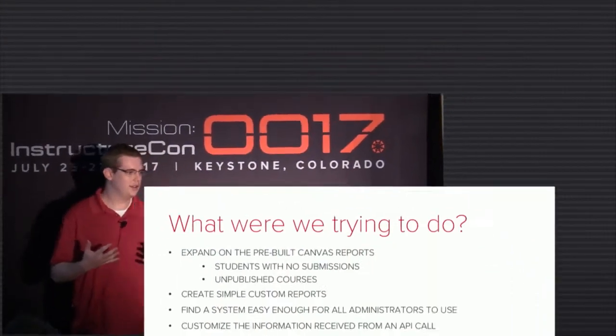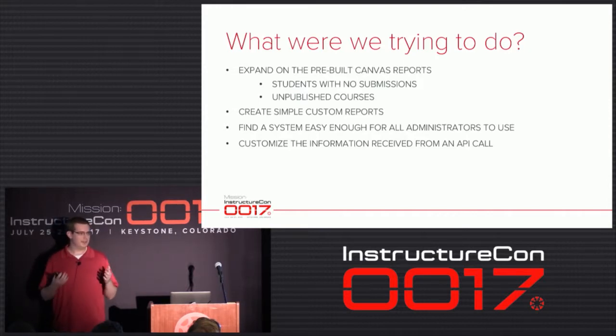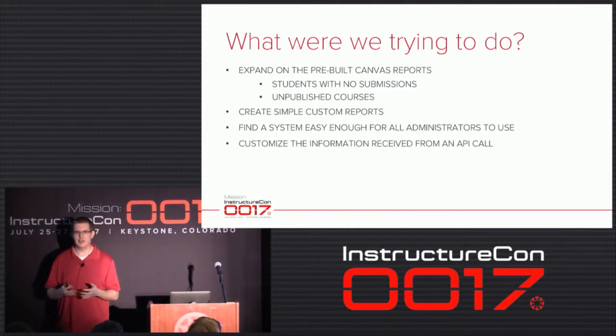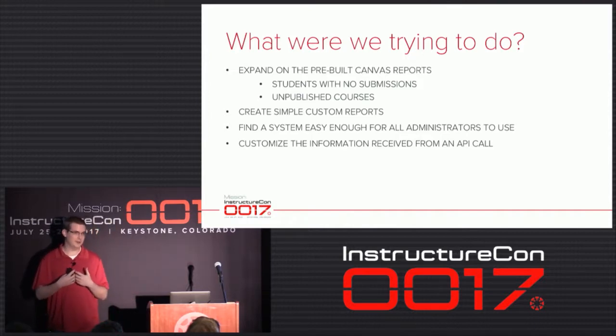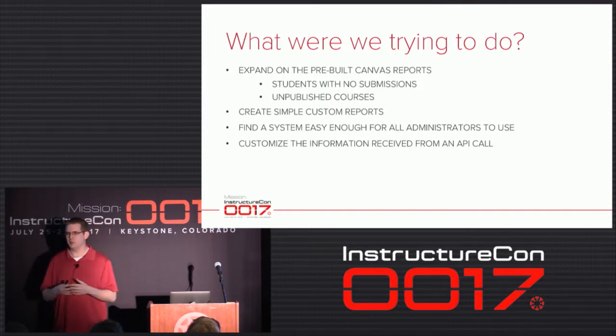So basically what I was trying to do is I wanted to come up with a way that we could expand on pre-built Canvas reports. So specifically, we had the students with no submission reports and the unpublished courses reports. We needed more information on those than what Canvas gave us. We knew we could do it with APIs. I did not know how to do it with APIs at the time. There was also, we wanted to make small custom reports, things like that.